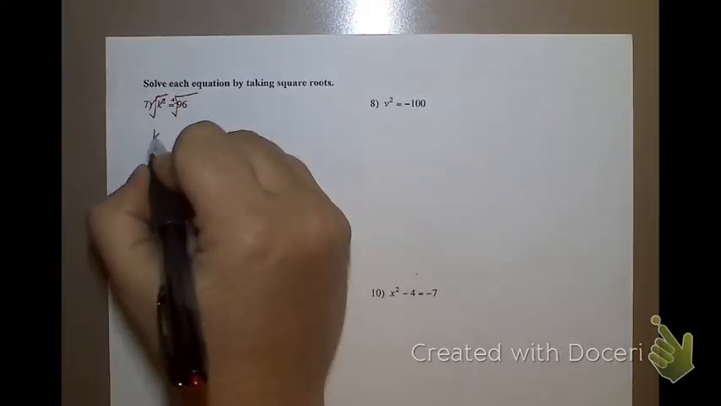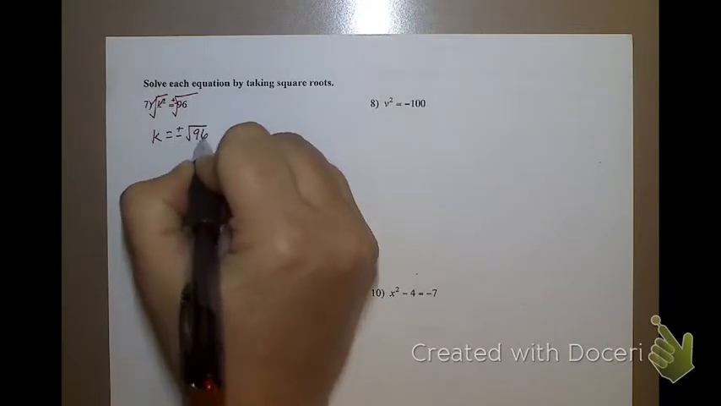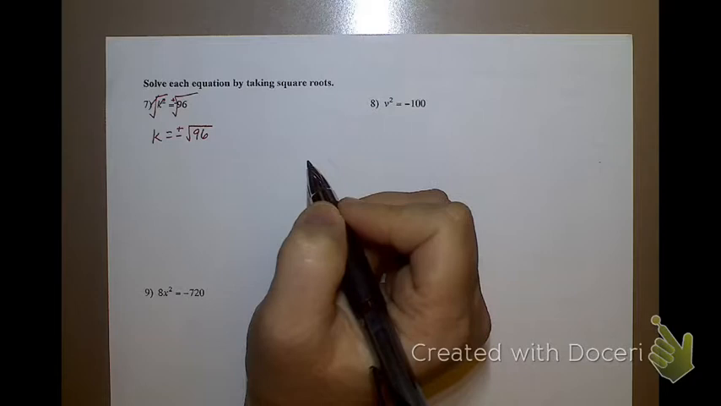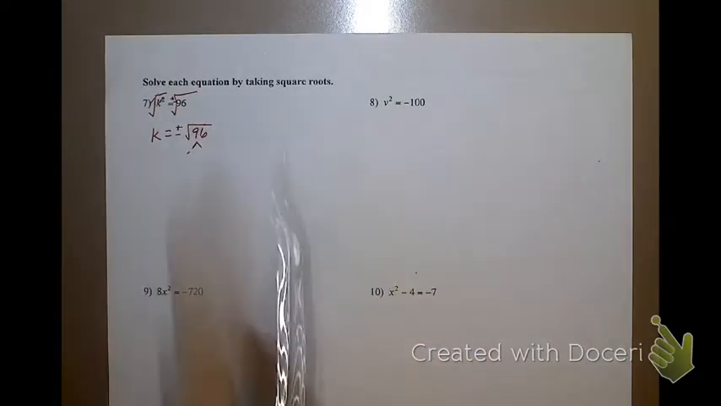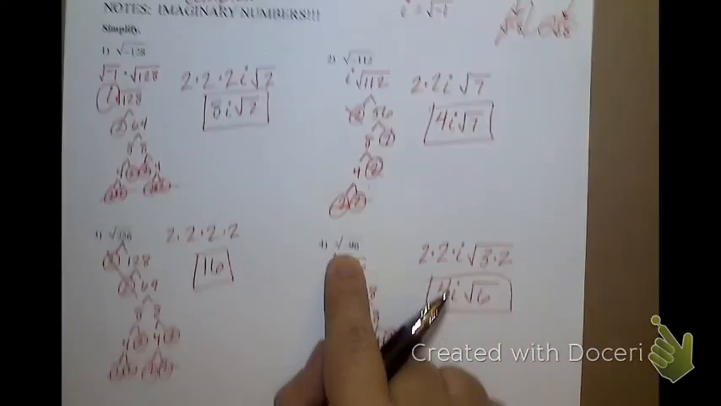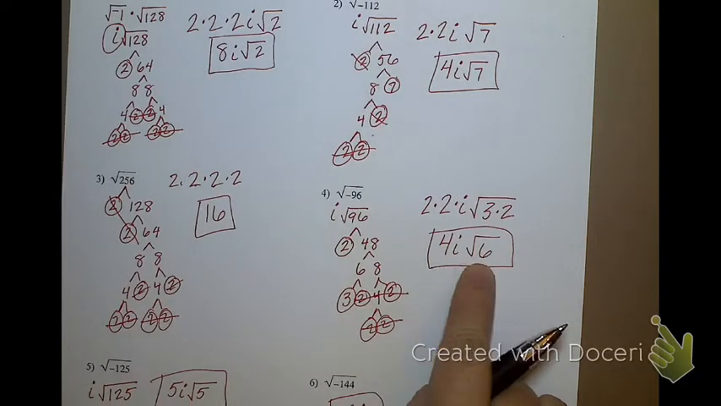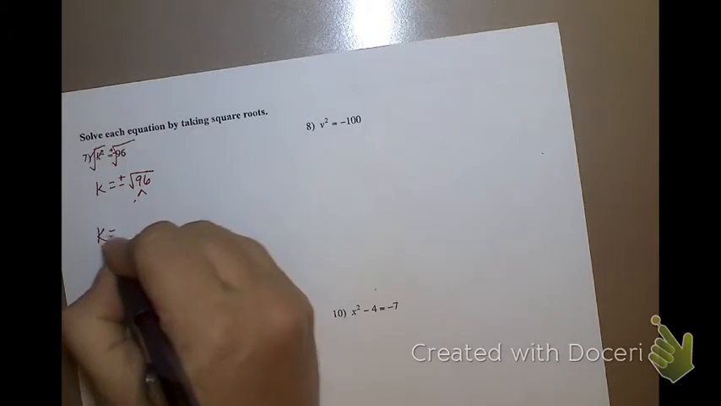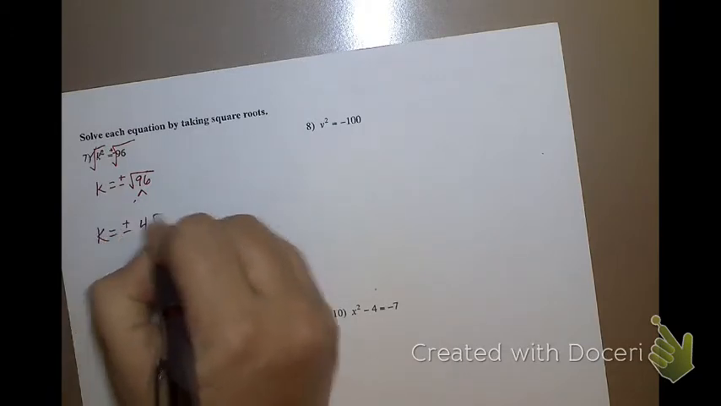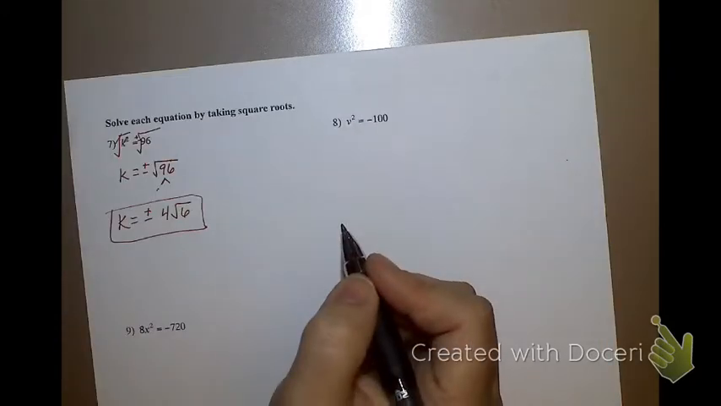Okay? So I have K equals plus or minus radical 96. No negatives to deal with, right? So I'm going to draw a tree for 96. Didn't we do that one on the other side? We did. 96 is 4 rad 6. Save yourself some time. So K equals plus or minus 4 rad 6. Don't you like it when things get to be used again?